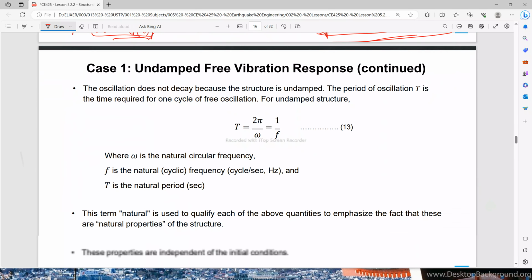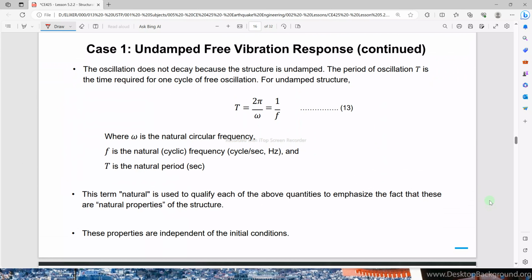So moving on. The oscillation does not decay because the structure is undamped. In the graph, the amplitude remains constant, it does not decay. Decay means the oscillation of the structure becomes weaker until it stops. But here, the structure is undamped, therefore there is no decay of the vibration or oscillation.